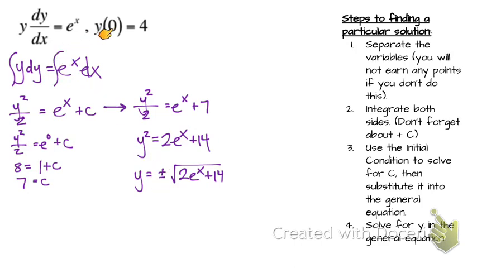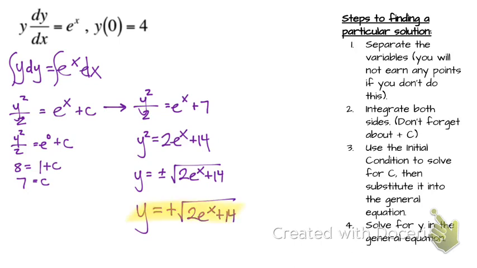Because my initial condition says that when I plug in 0, I should get a positive 4, let's see which one it should be. If I plug in 0 here, I get e to the 0, which is 1. 1 times 2, which is 2. 2 plus 14, which is 16, and the square root of 16, which is 4. And if I want it to be a positive 4, then I should keep the positive square root, not the negative one. So my final answer is y equals the positive square root of 2e to the x plus 14.